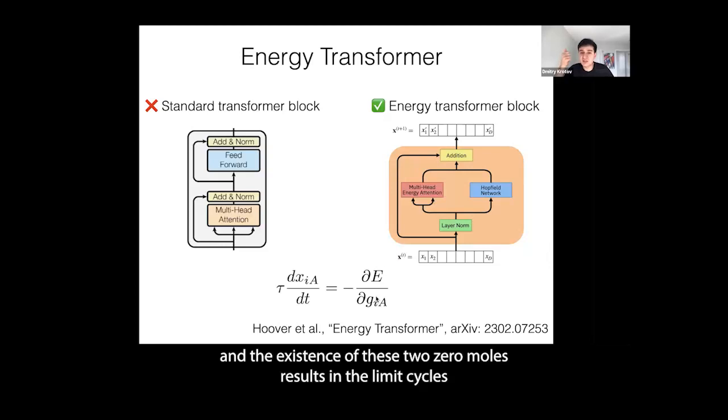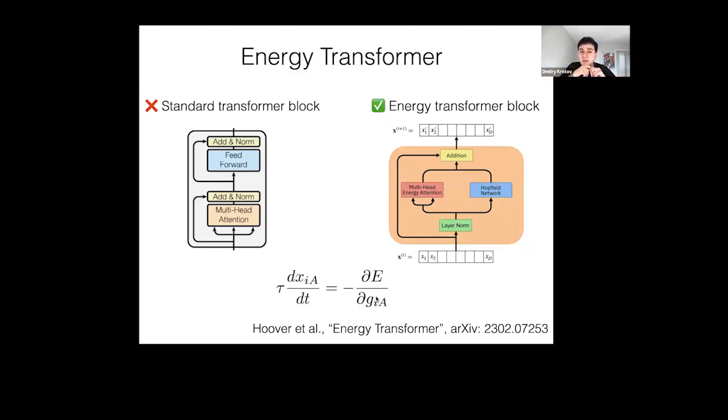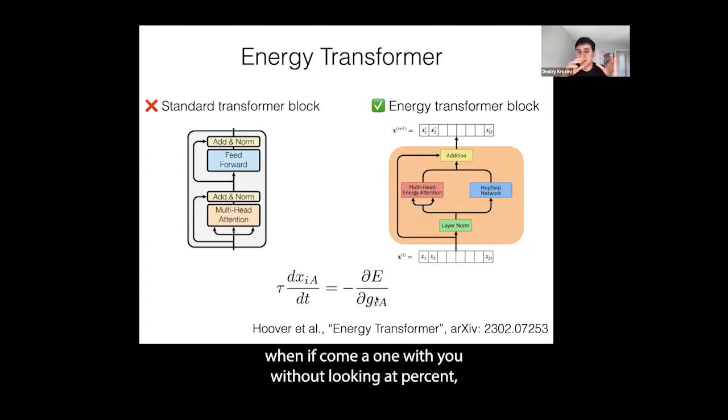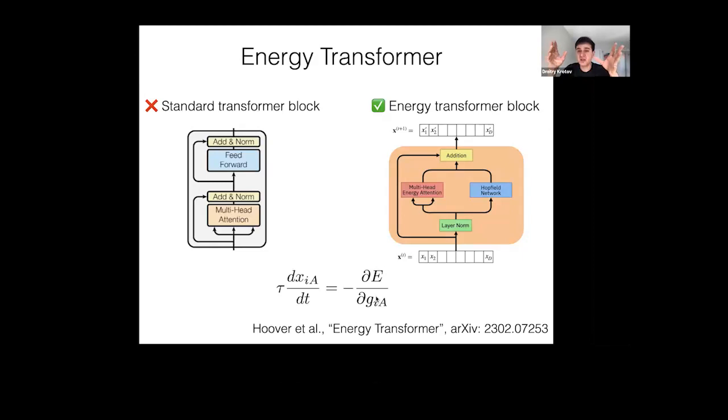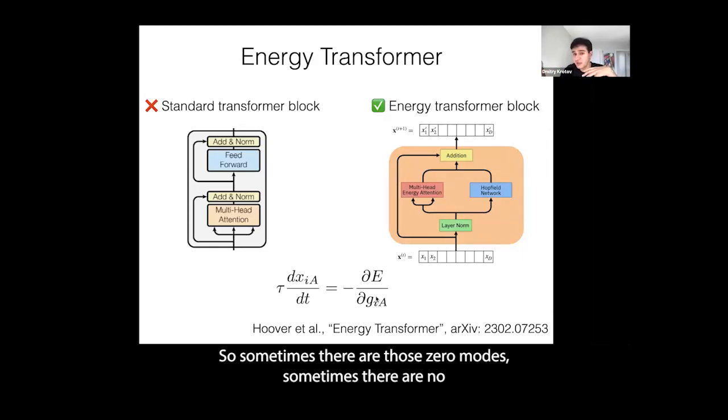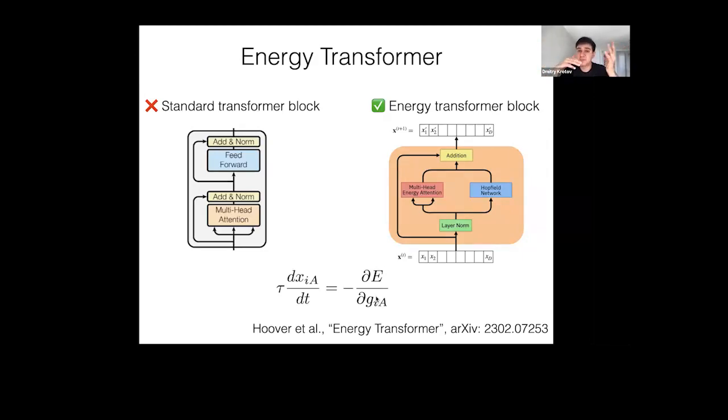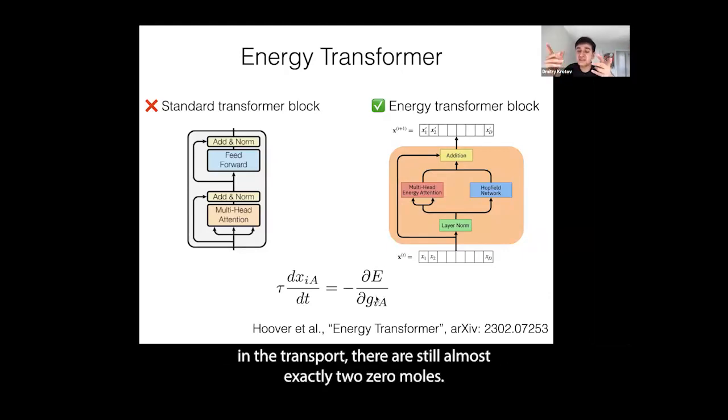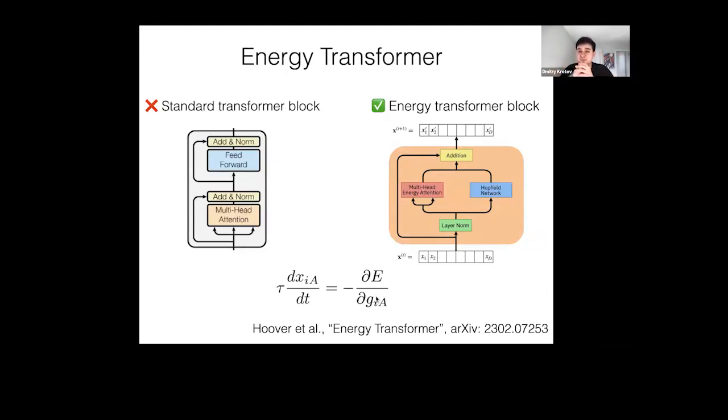And the existence of these two zero modes results in the limit cycles that you described, right? Essentially, the network collapses to a certain manifold in the space of X's, and then it does something on that manifold. So again, the question of zero modes is always subtle when we deal with Hopfield networks, and that needs to be carefully analyzed for each architecture of your choice. Sometimes there are zero modes, sometimes there are none. In the energy transformer, there are exactly two zero modes.